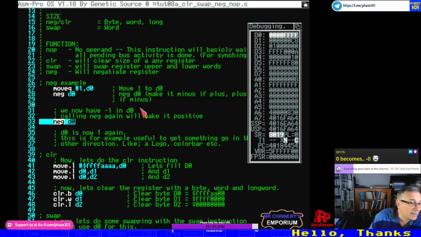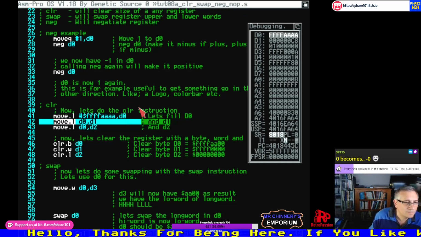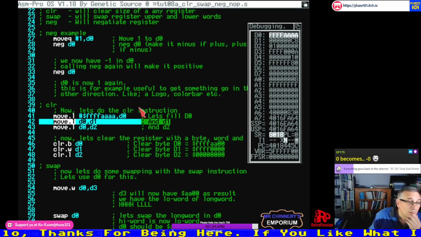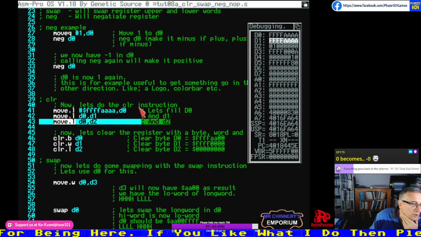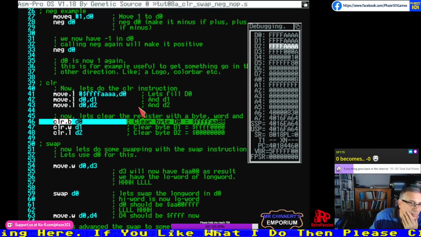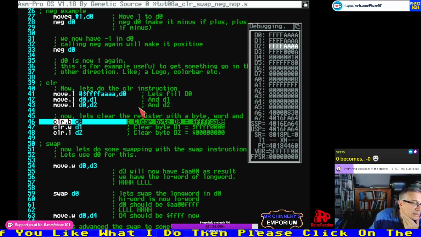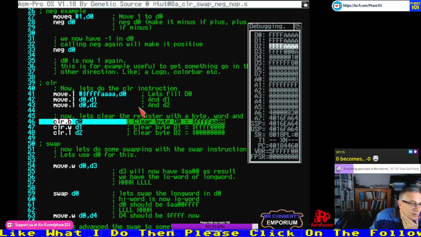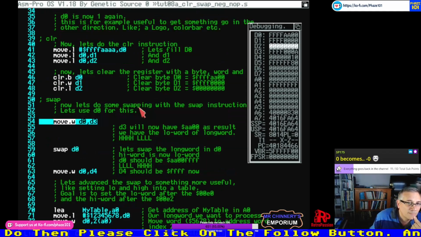So we negated back. So what was minus 1 becomes 1 again. Okay, now we move this number into D0. We move D0 into D1. And we also move D0 into D2. We copied it 3 times. We are clearing it. We are clearing a byte, word, and long word. So basically we're seeing the clear instruction.